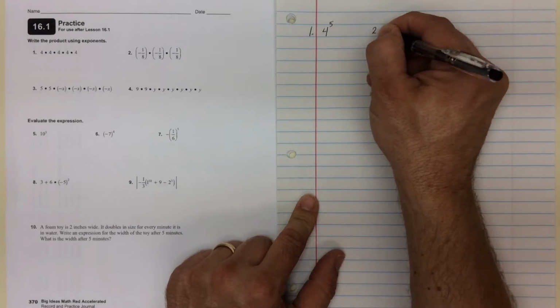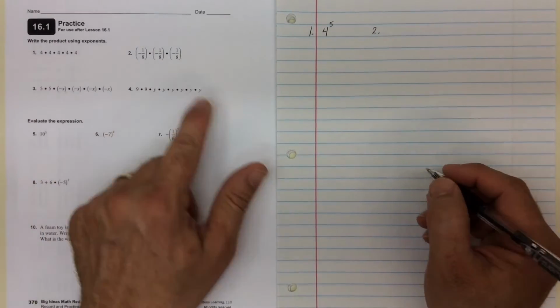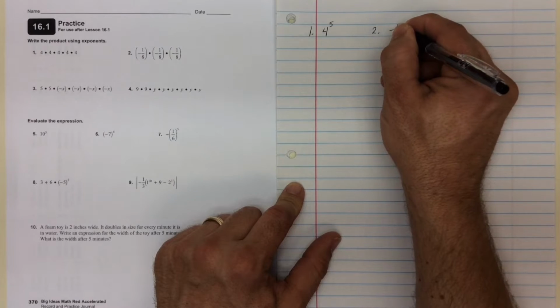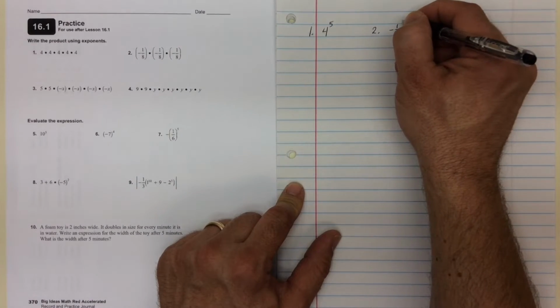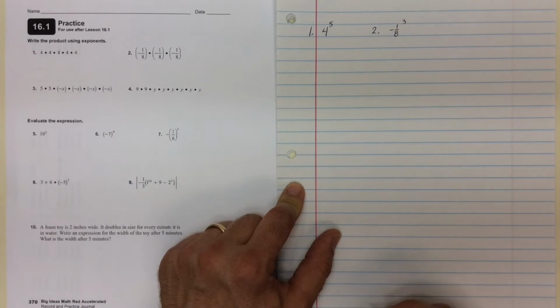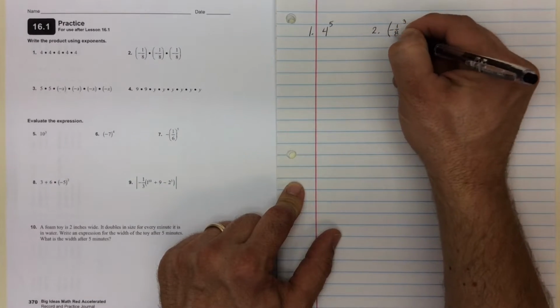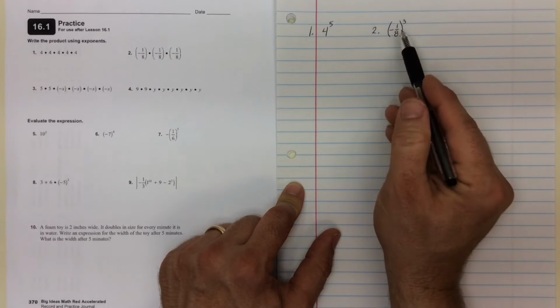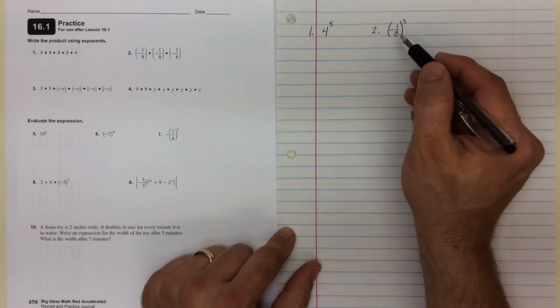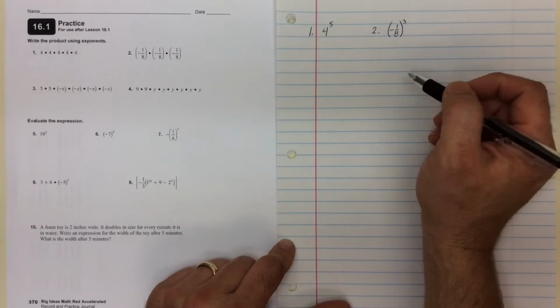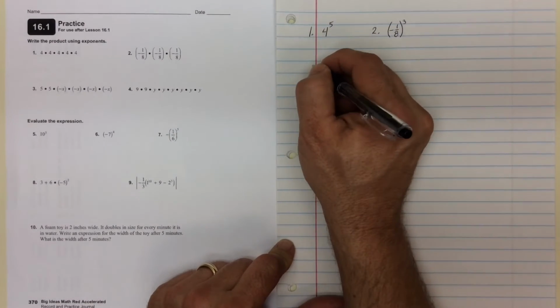Number 2. We have 1, 2, 3 negative 1/8 multiplied together. So that would be negative 1/8 to the 3rd power. Just joking, you got to put that in parentheses, or else it wouldn't be negative 1/8. It would have just applied to the 1/8. And actually, it would have only applied to that 1. So put it in parentheses, or it's wrong.